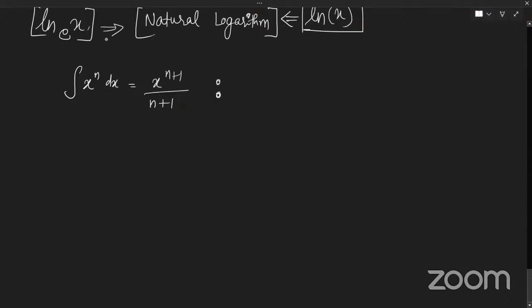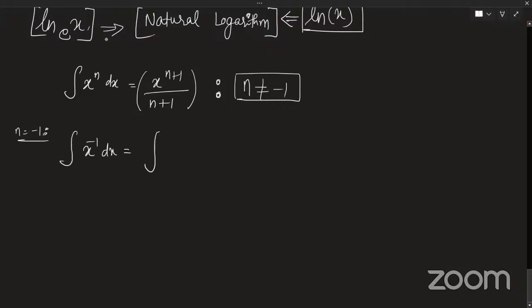But along with that, I had also told you that n can't be equal to minus 1, because if n is equal to minus 1, this thing will turn out to be not defined. It will be divided by 0, so it will be not defined. So in the case of n equal to minus 1, that means the integral of x raised to minus 1 dx, or I can write it as the integral of 1 by x dx, is basically ln mod x.